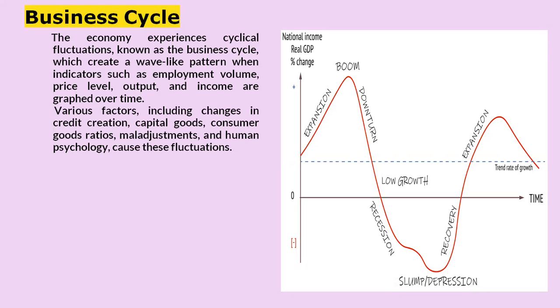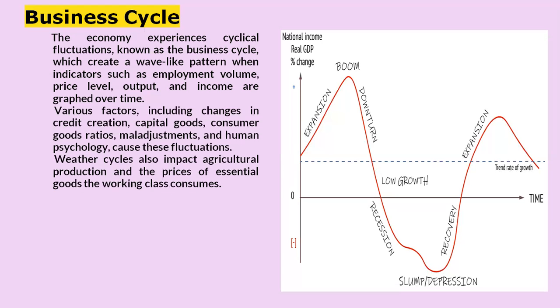Various factors, including changes in credit creation, capital goods, consumer goods ratios, maladjustments, and human psychology, cause these fluctuations. Weather cycles also impact agricultural production and the prices of essential goods the working class consumes.